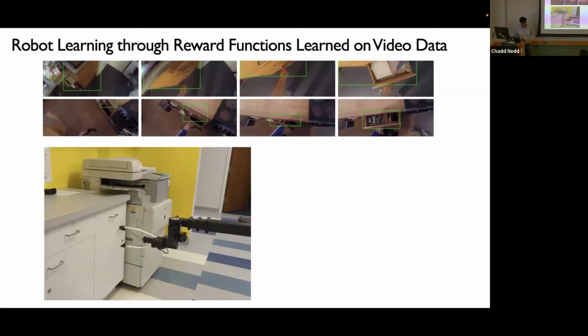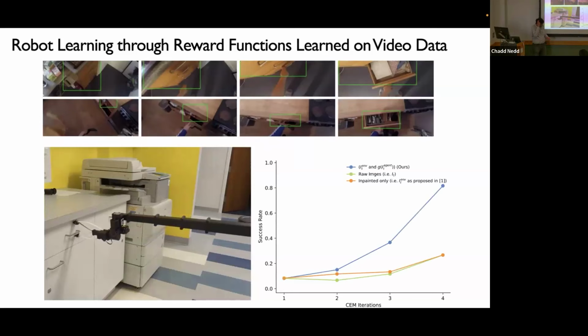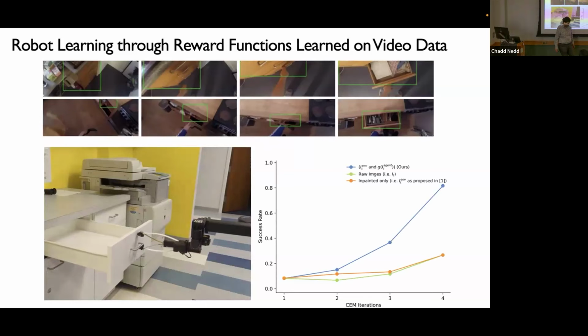What I want to point out is this plot on the right. This is showing the sample efficiency of learning. How many samples did you need to gather in the real world to be able to learn this function? In the blue, it's like four iterations, and I think each iteration was 20 samples or something, or five, something like that.